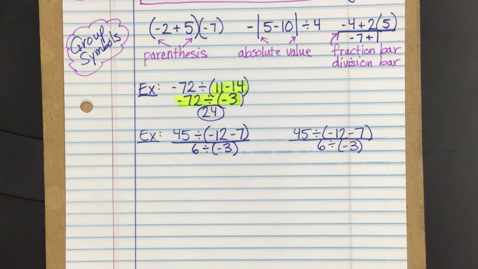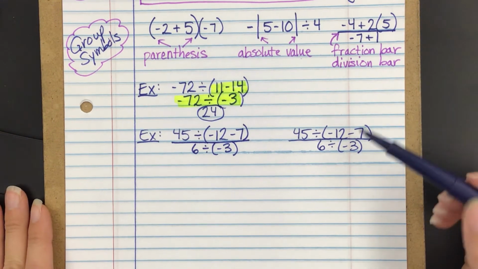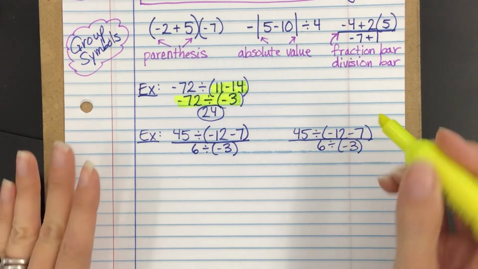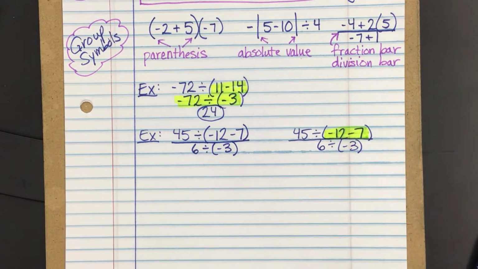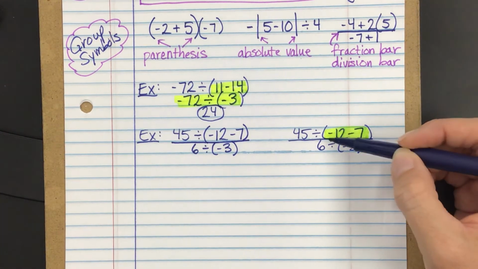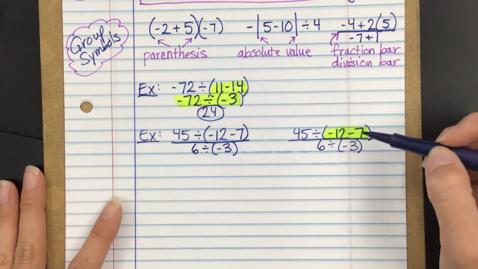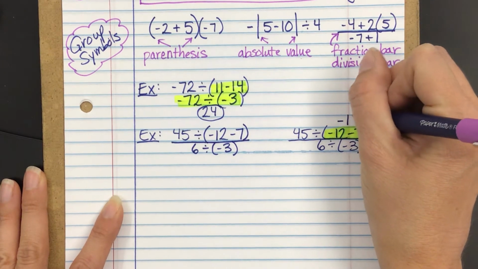Okay. So instead, what we can do is we can do the top and the bottom simultaneously because that whole top is grouped and the whole bottom is grouped. So let's look at the top. Because there's parentheses here, this is going to be the first operation that we do. So negative 12 minus 7 is negative 19.